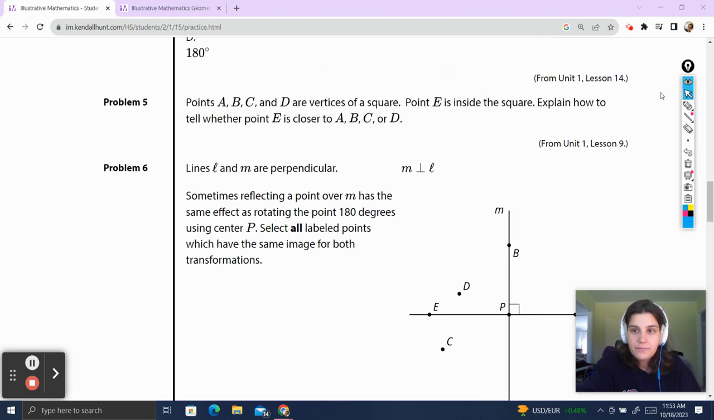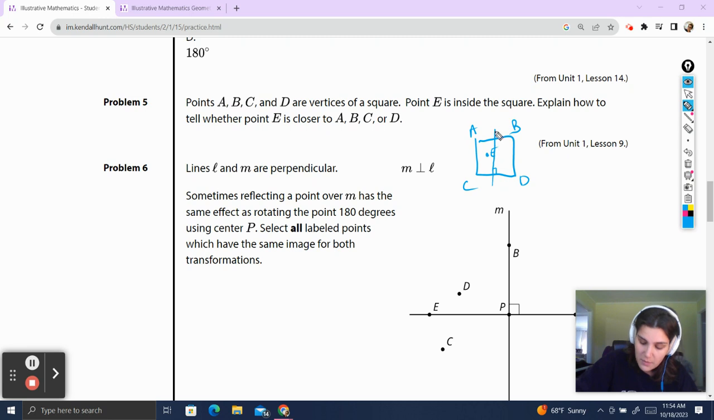Problem number 5. Points A, B, C, D are vertices of a square. Okay. So we have A, B, C, and D. Point E is inside of the square. Explain how to tell whether point E is closer to A, B, C, or D. Well, if I'm looking at C and D, I know if I draw a perpendicular bisector between C and D, then E, if it's on the left side of the perpendicular bisector, it's closer to C. And if it's on the right side, it's closer to D.